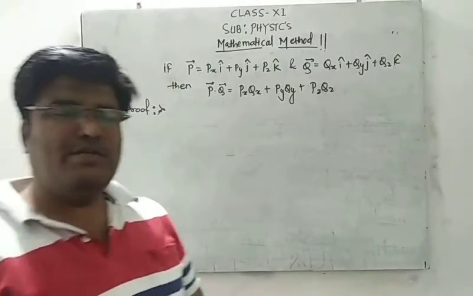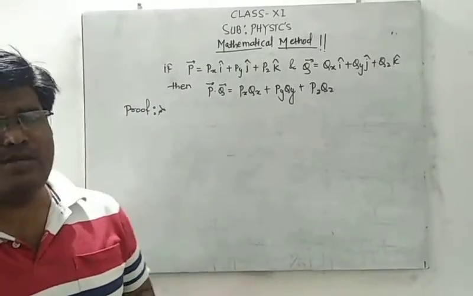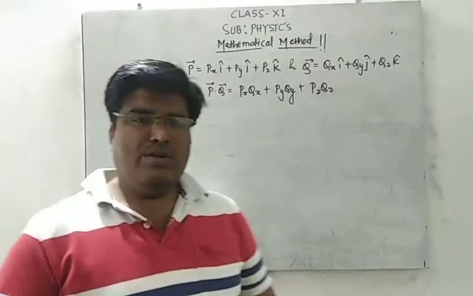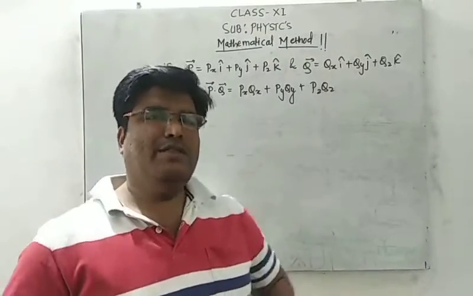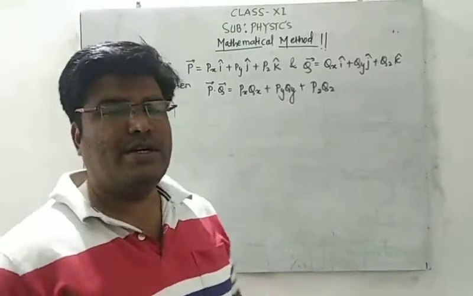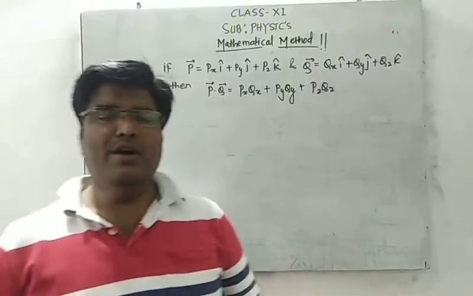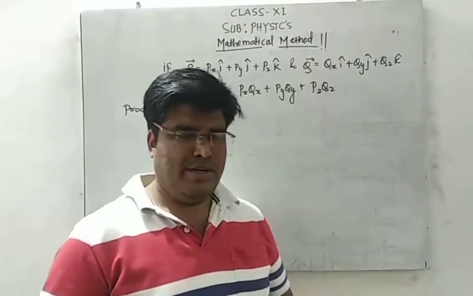In the last session we discussed the scalar product and its characteristics. Basically, when two vectors are multiplied and the product is a scalar quantity, that product is called a scalar product, or a dot product.